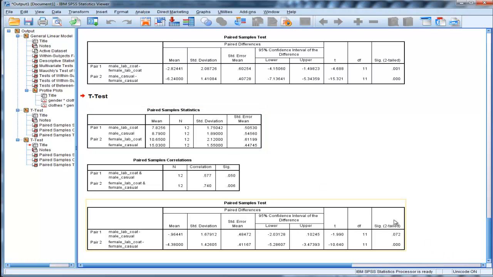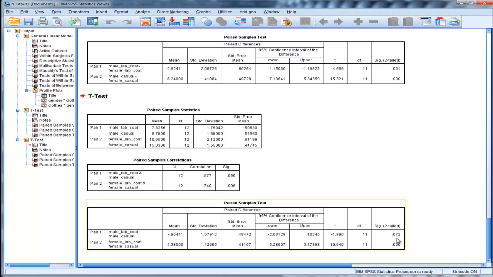In this case here, when you compare males, a male presenter wearing a lab coat versus a male presenter wearing casual clothing, there is no statistically significant difference here, 7.8 versus 8.8. But in the females, there is. So here's the significance value, p equal 0.0072. This mean comparison is not statistically significant, but this one is.